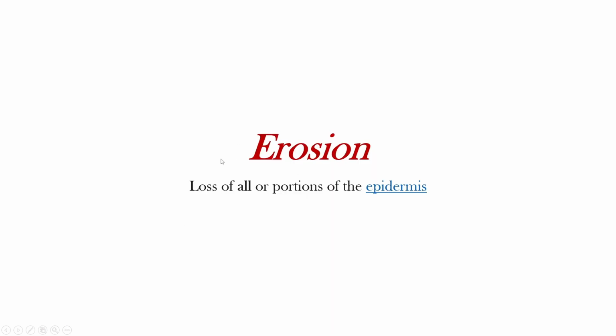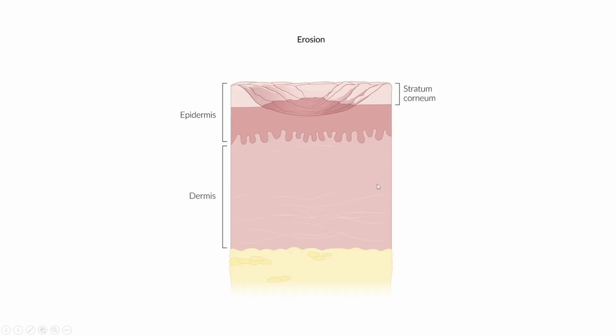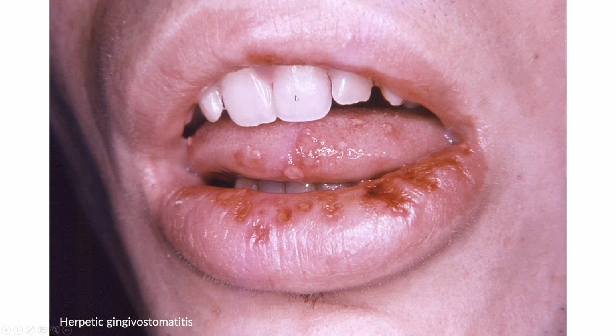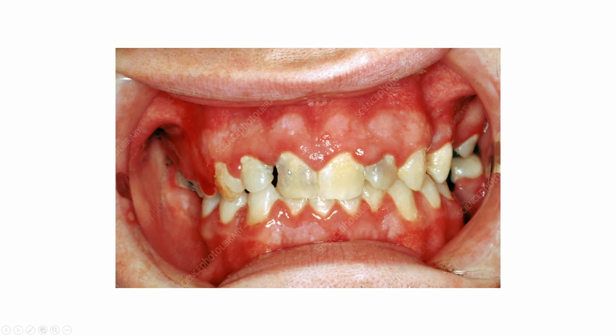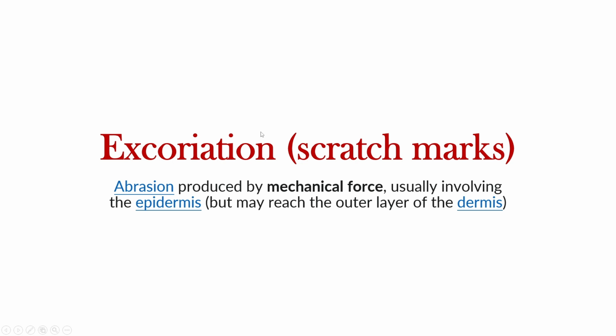Then we'll have an erosion. It's loss of all or portions of the epidermis. So we'll lose some portions of it. For example, we have this condition, herpetic gingivostomatitis. This is another picture of it. We'll have erosions of the gum.